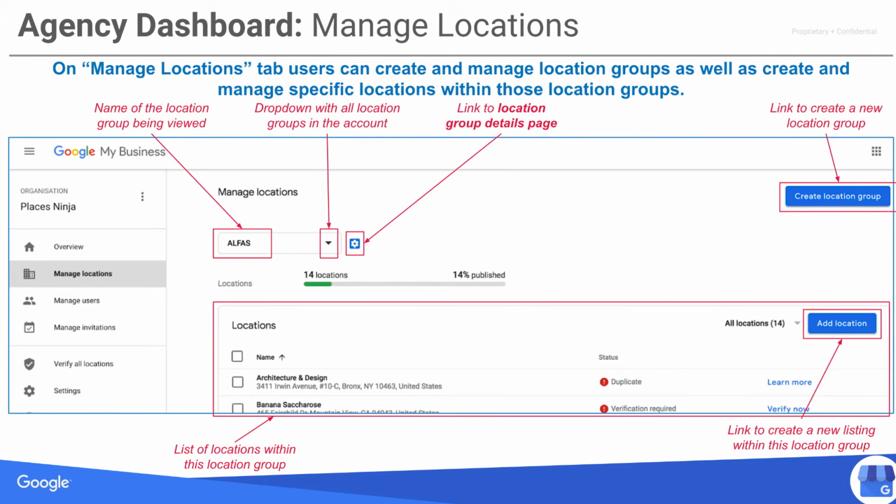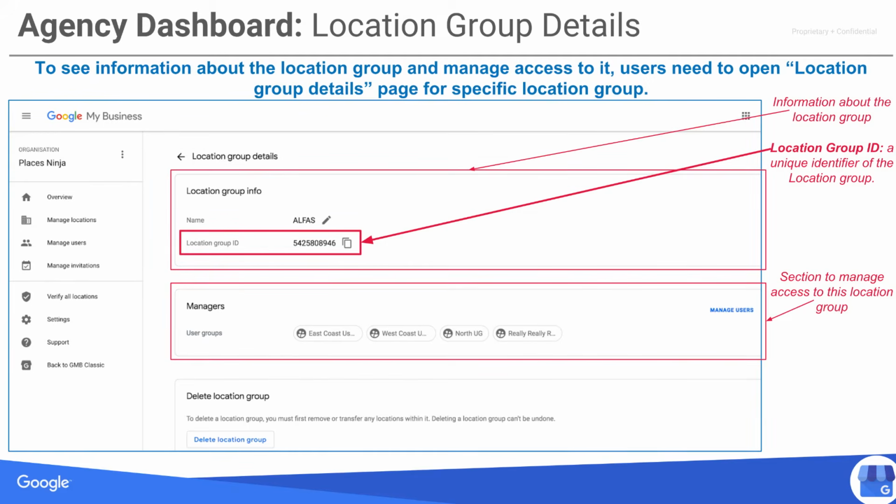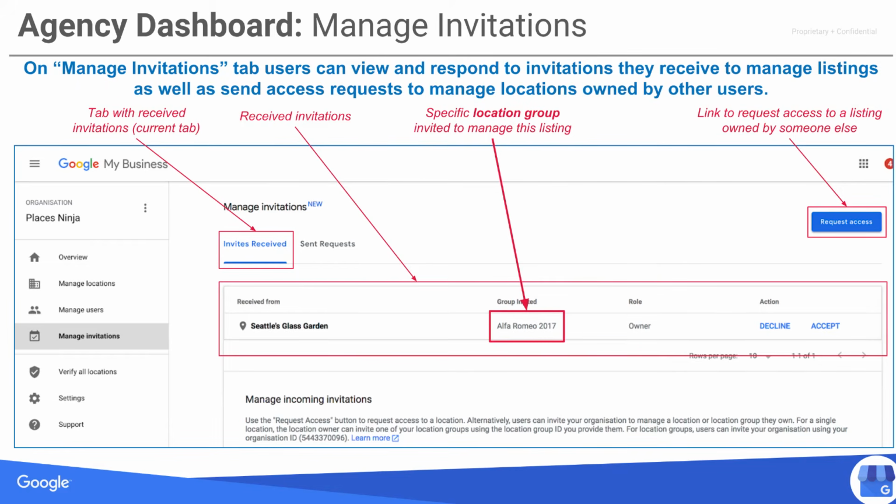Let's get into more details about location group details. You can access it by clicking on the gear button. Within this section, you basically see information about a specific location group, including its unique location group ID that you might need to use when we reach the invitation part of accessing different accounts. And then at the bottom, you also see the manager, so which user groups have access to a particular location group.